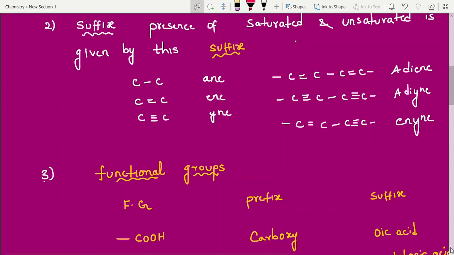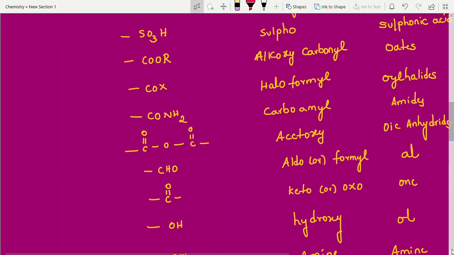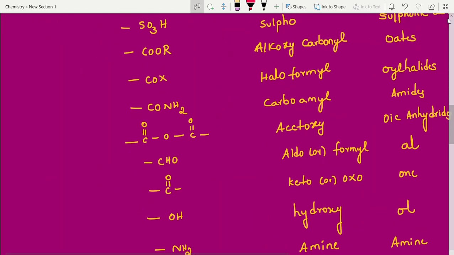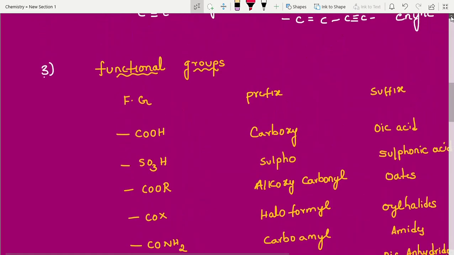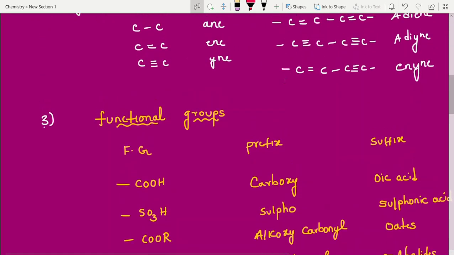Now, next one, functional groups. If only one functional group is there, there is no problem. But sometimes in the given skeleton, they will give more than one functional group, more than two functional groups. For such cases, which one we have to give as prefix and which as suffix is the priority order. I will discuss that in the upcoming videos. But in this video, functional group, prefix names, suffix names.